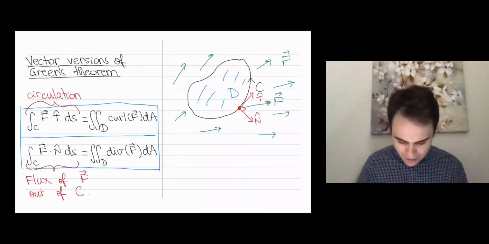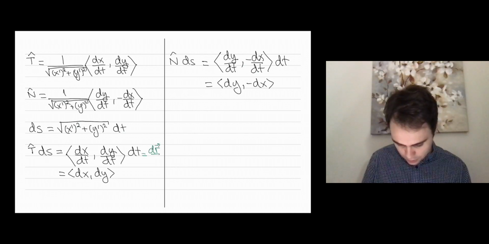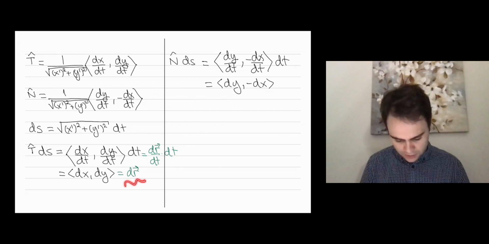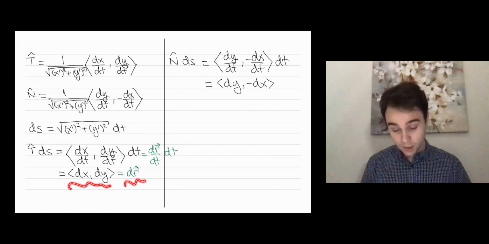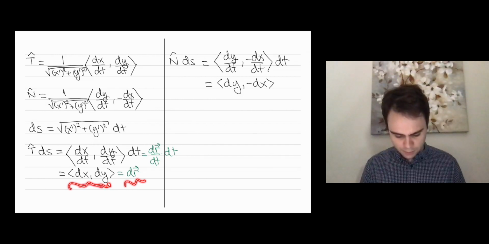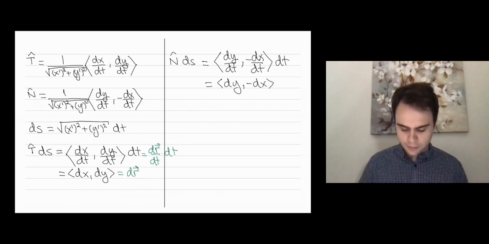So T times ds is the same as dx comma dy, which is the same as dr. There are many, many ways to write down integrals. For example, this part over here I could have written as dr over dt times dt, and then this part I could have just written as dr. So do bear in mind that if you see an integral with respect to dr, that's the same as an integral involving the components of the vector field, P dx plus Q dy, and that's the same as the integral of the vector field dot T ds.